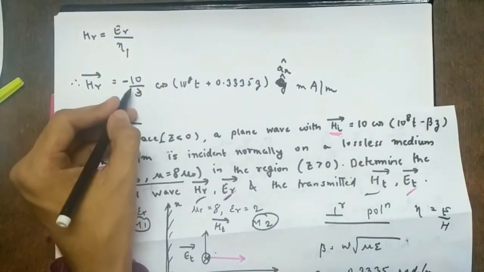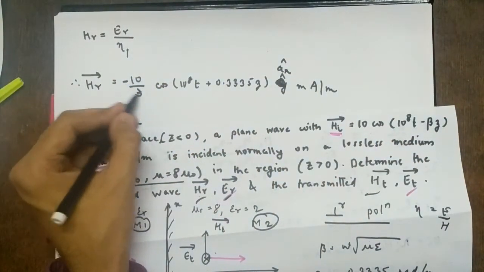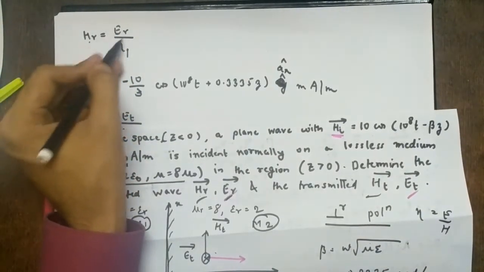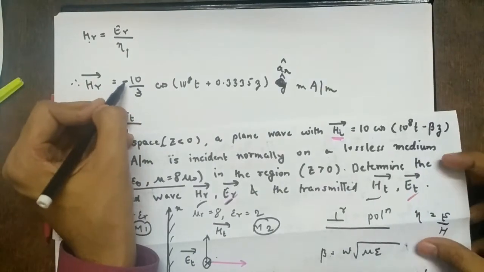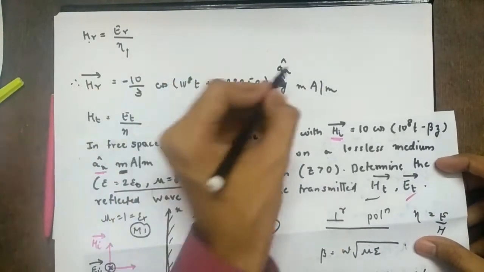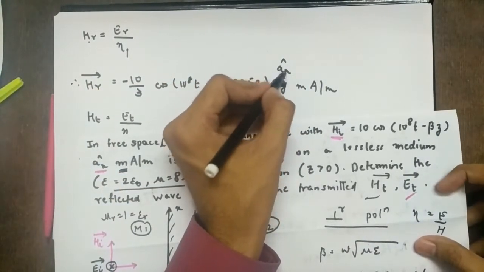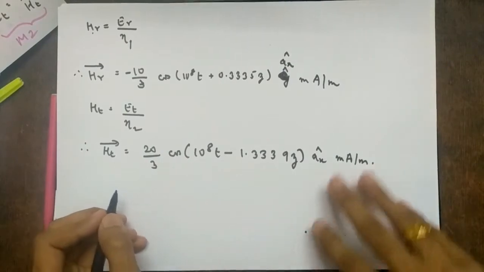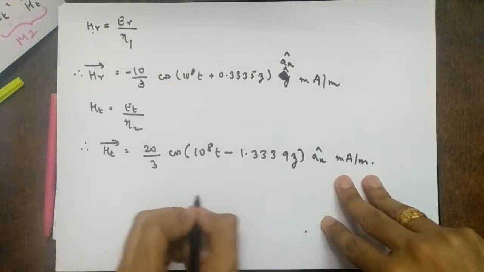Remember, you will only get the magnitudes of this, right? HR is ER upon eta 1. It is not talking about direction. So just take the magnitude, and for the positive or negative sign, and for the unit vector direction, see the diagram. Okay. So I'll write it, because usually students, when they see something their teacher is writing, they remember it.